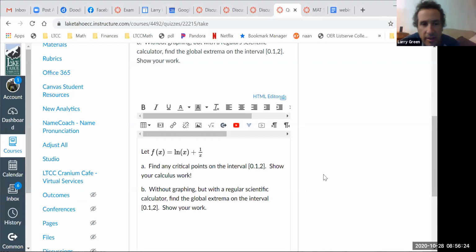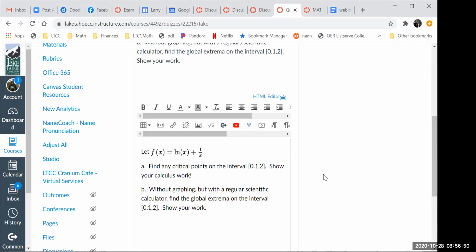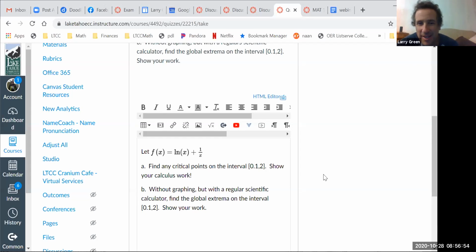Okay, so here's your quiz. We have f of x equals natural log of x plus 1 over x. And part A is find any critical points on the interval 0.1 comma 2 and show your calculus work. So don't just give me numbers. I need to see what you did. Remember there was a step-by-step process. What was the first step in finding critical points? I know it's been 2 days since we talked about it, but that's not that long.